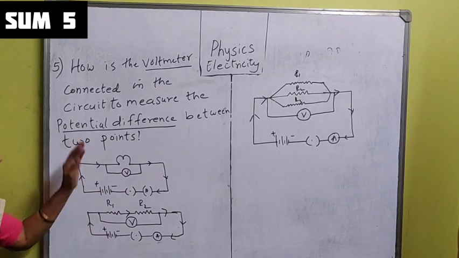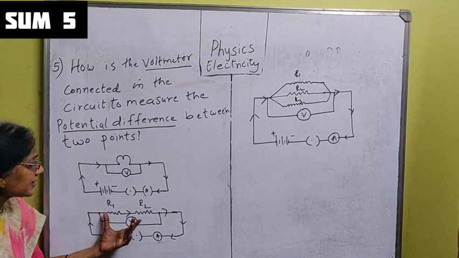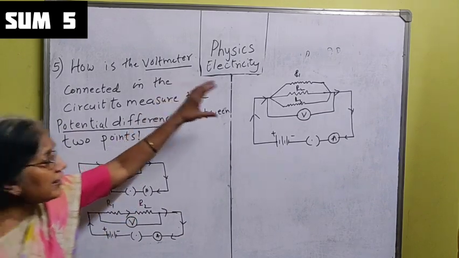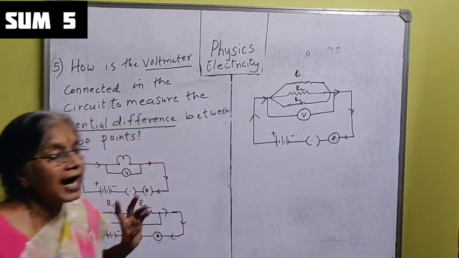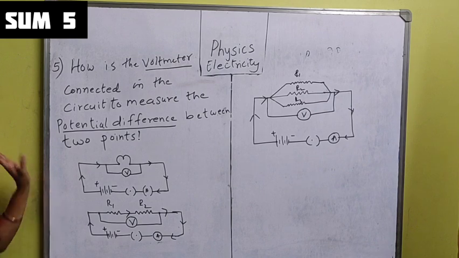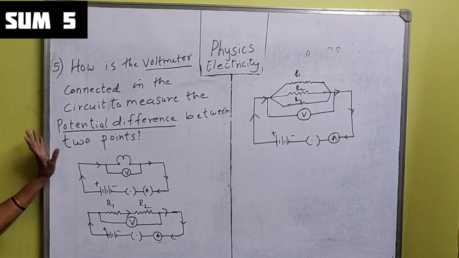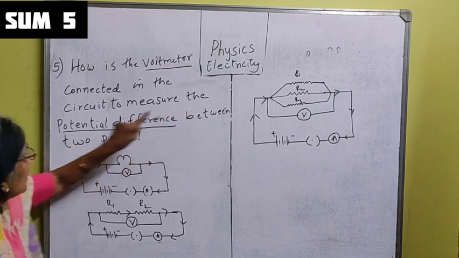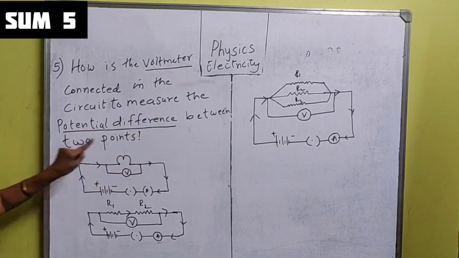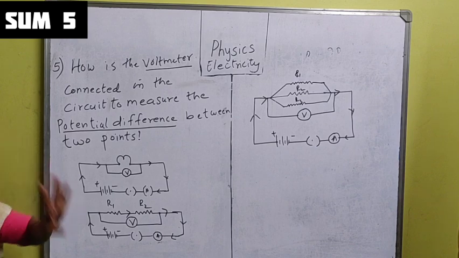So whether it is a bulb or whether it is connected in series or whether it is connected in parallel, what you have to do is that you have to connect the voltmeter always in parallel. So the voltmeter connected in circuit to measure the potential difference between 2 points is in parallel.